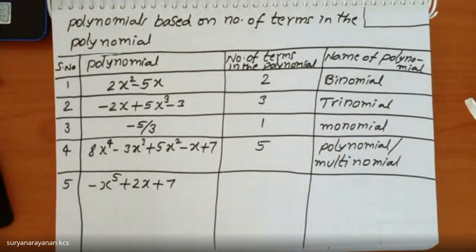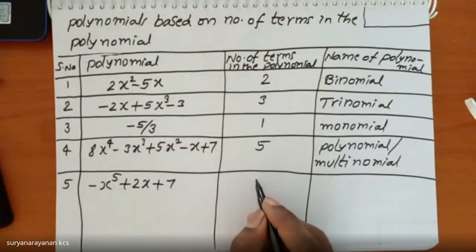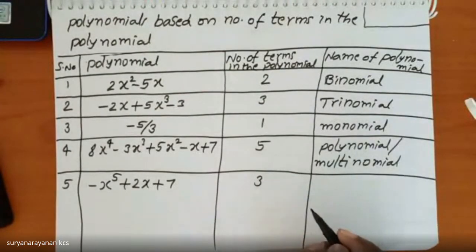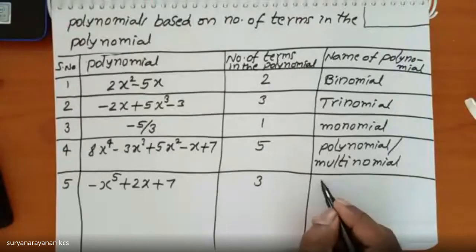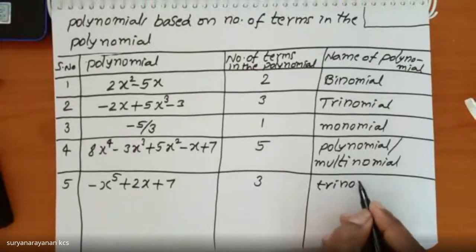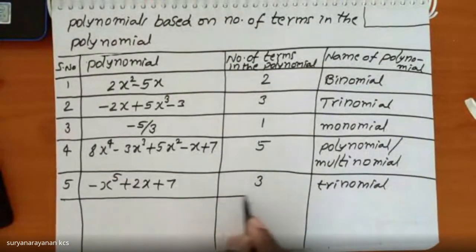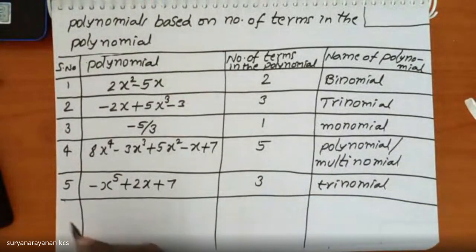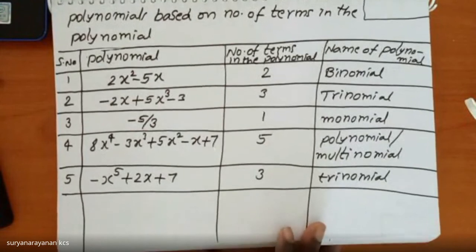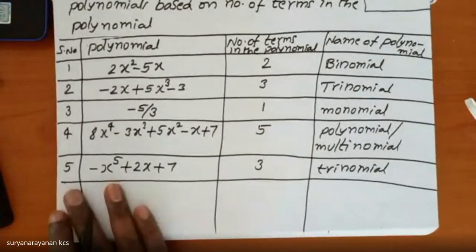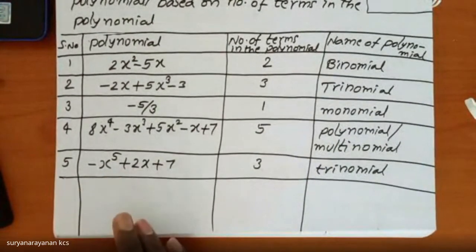How many terms are there in this polynomial? Three terms. What is this polynomial called? It's a trinomial. And I will explain two more examples. After that, I will explain the classification of polynomials based on the degree of the polynomial. What is the polynomial called? Okay.